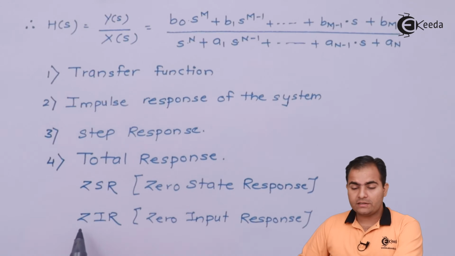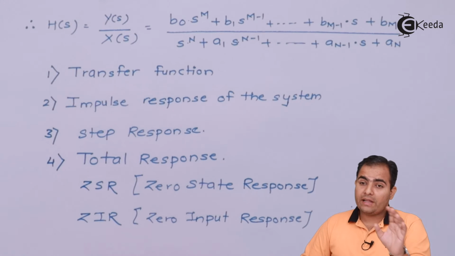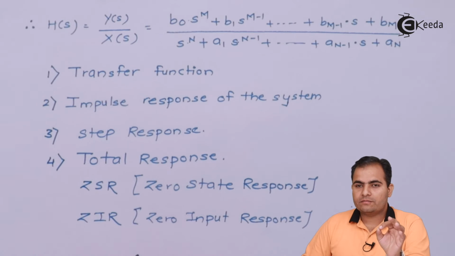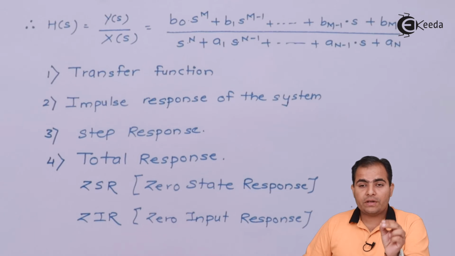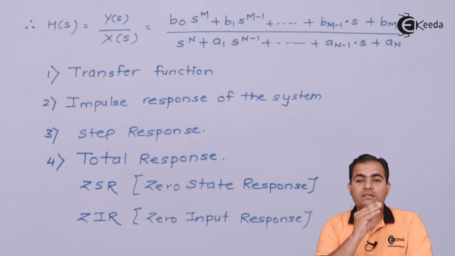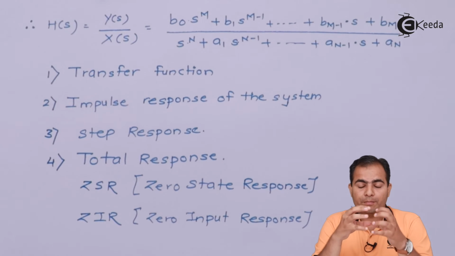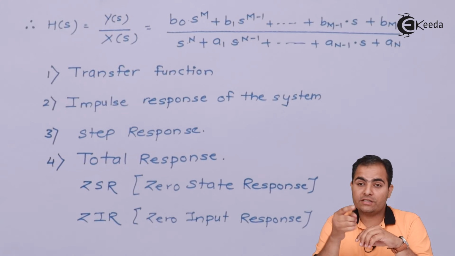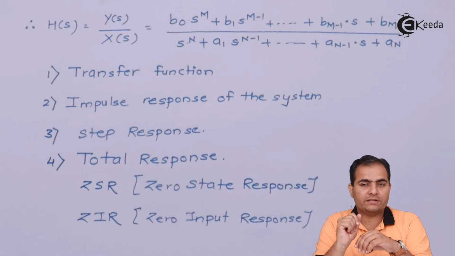First of all, I'll tell you the definition of the zero input response. Zero input response means what? We are not going to apply any input signal on the function. Then whatever output response there is, it is just because of the initial conditions or initial output or initial energy of the system. I'll repeat. ZIR stands for zero input response. The output is produced, but it is not because of the input signal. It is just because of initial conditions or initial outputs or initial energy of the system.